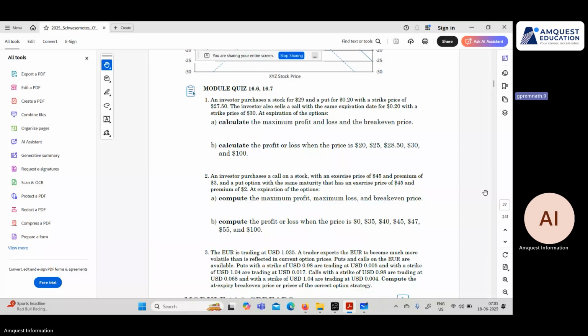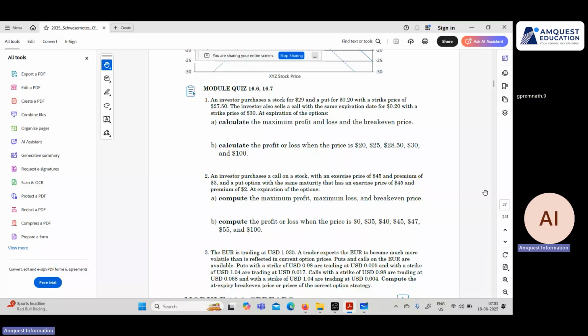An investor purchases stock for $29 and a put for $0.2 with a strike price of 27.5. The investor also sells a call with the same expiration date for $0.2 with a strike price of 30. At expiration, calculate the maximum profit and loss and the break-even price. Calculate the profit or loss when the price is okay.